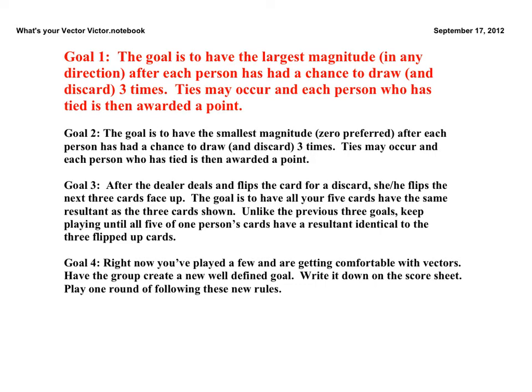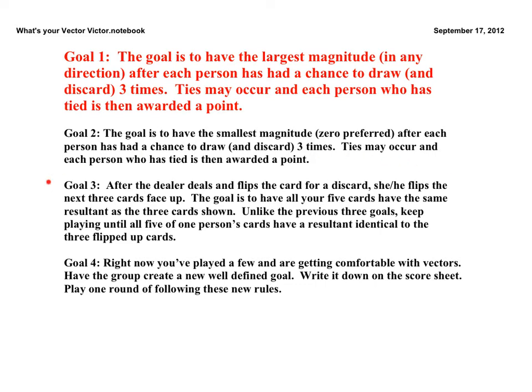After you've played through that one 5 times, you'll go ahead and play for the goal being the smallest vector, which of course the smallest is 0. So again, you'll go around 3 times and then show your cards. The player with the overall smallest vector wins. And again, play that until everybody is dealt once.